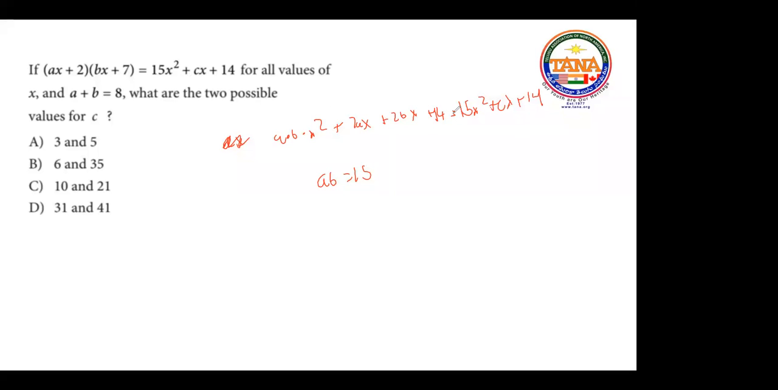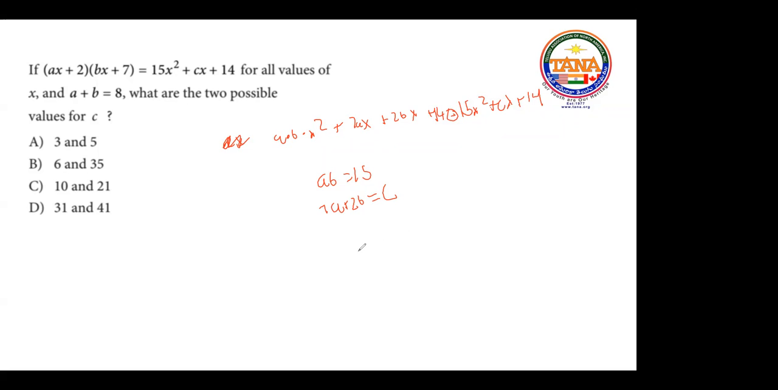When we know these two equations are the same, the only time x squared appears is with a times b and 15. So a times b has to be 15. And 7a plus 2b equals c, because 7ax plus 2bx is cx. So 7a plus 2b has to be c. And then use systems of equations to solve the next part.